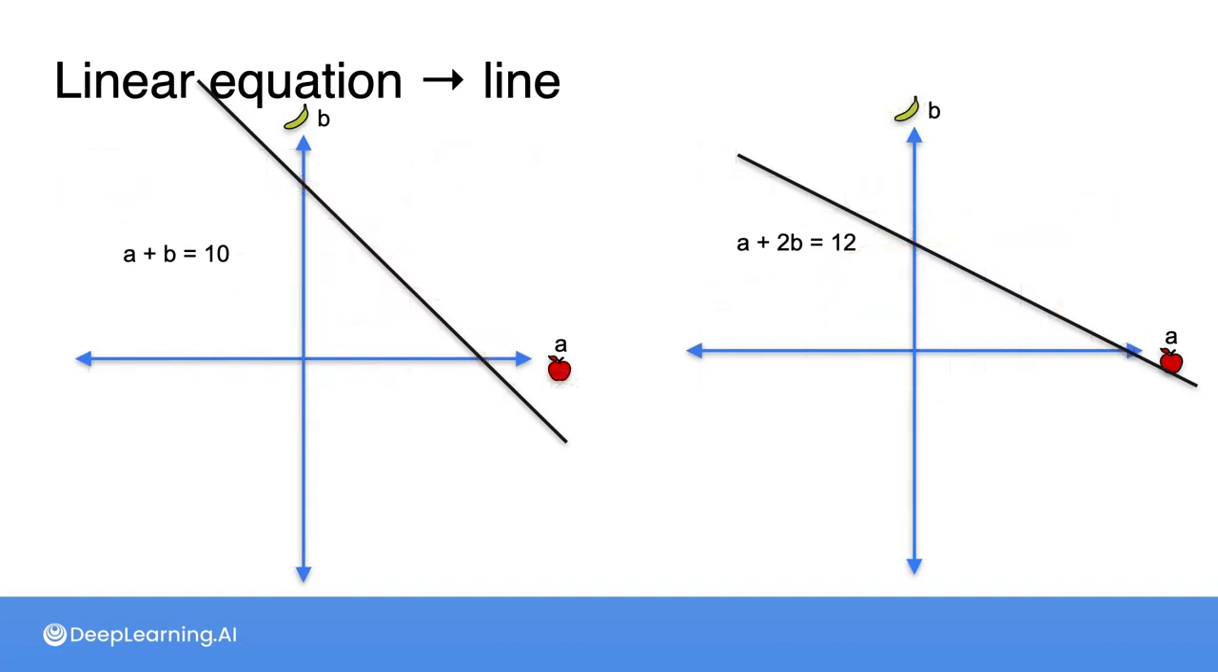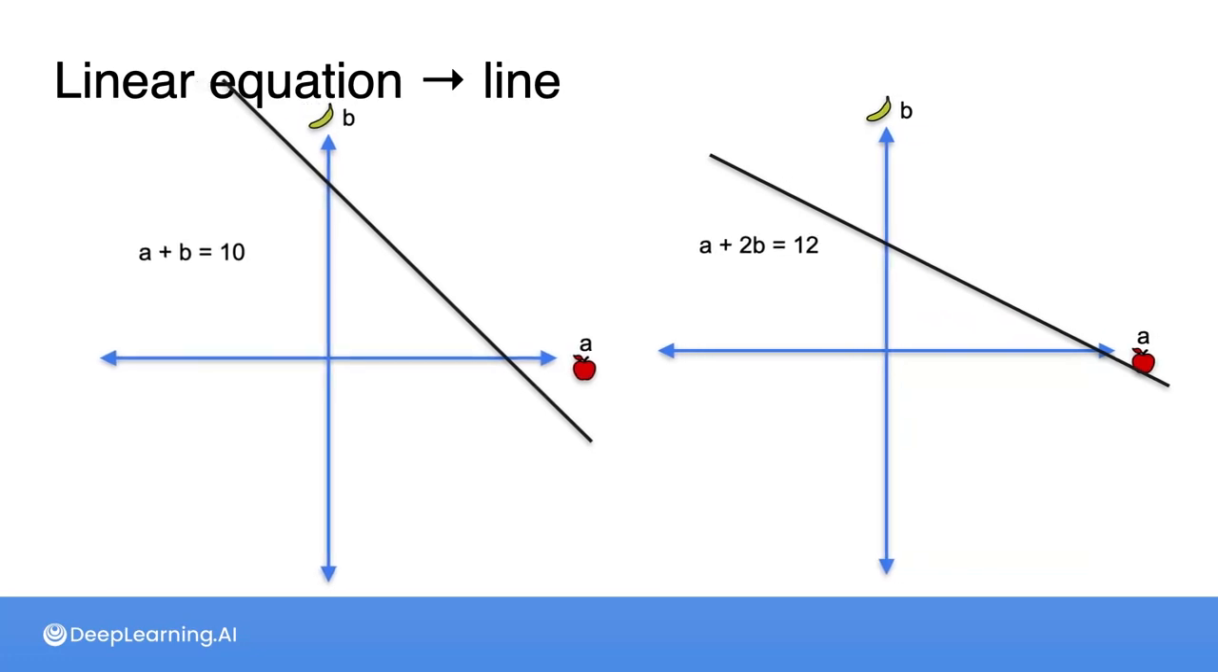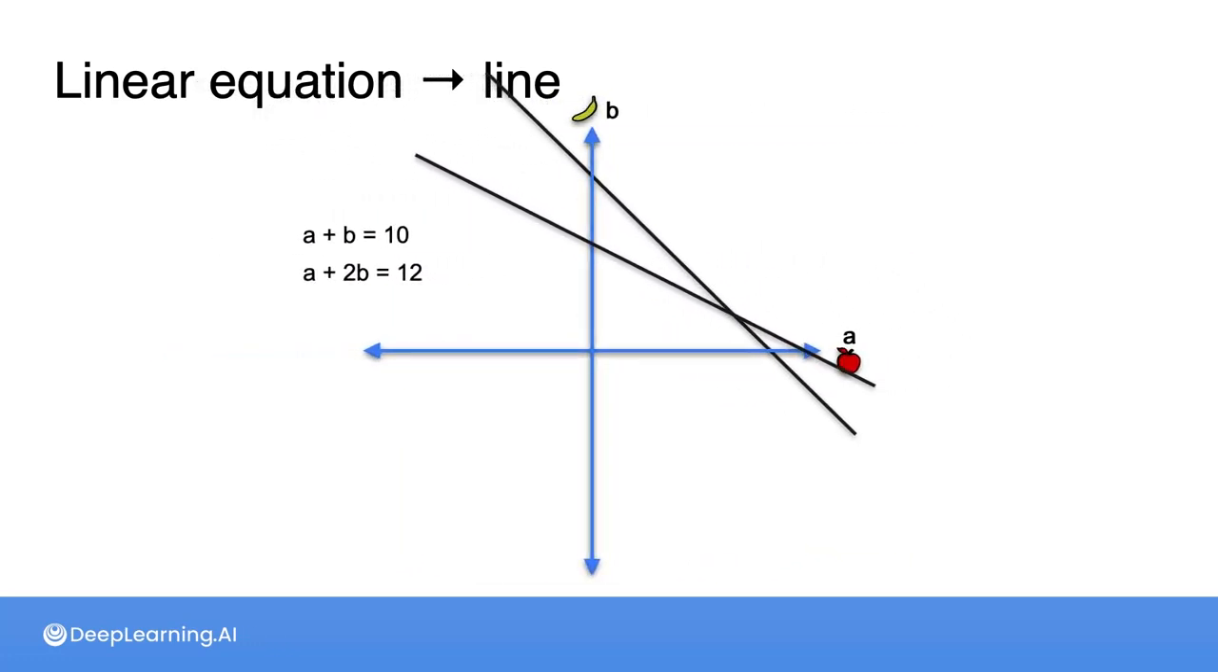Now here's what's interesting. Each equation is associated to a line. So what happens with the system of two equations? Well, the system of two equations is simply associated with the two lines in the same plane. Notice that these two lines cross at a unique point. The point (8, 2), for a equals 8 and b equals 2. The point is precisely the unique solution to that system of equations. This is exactly what we got before algebraically, but now we can see it geometrically.